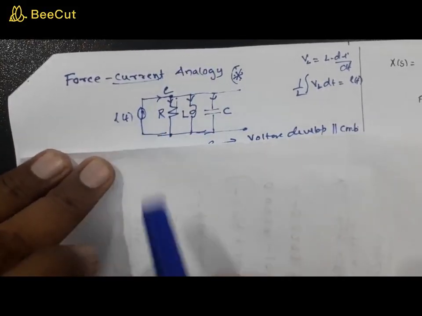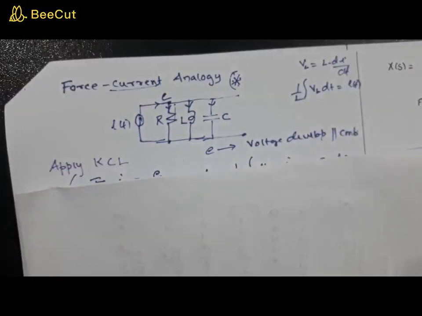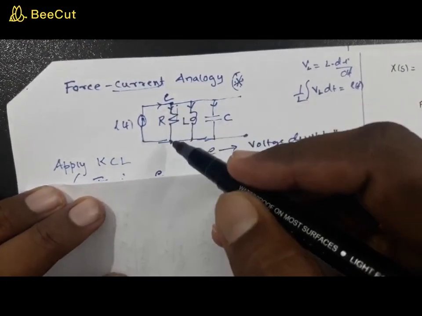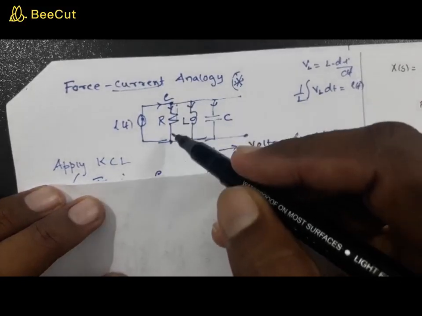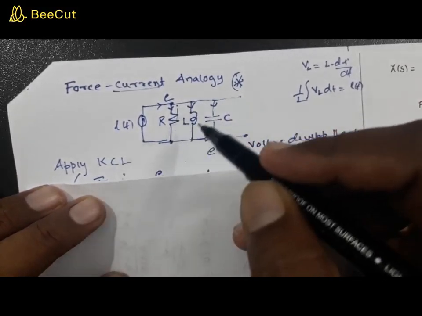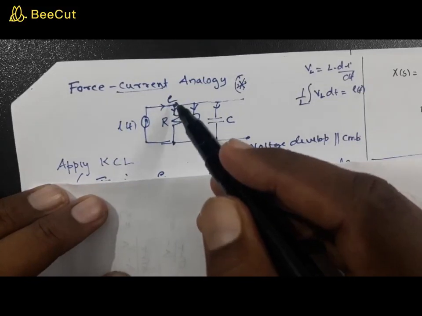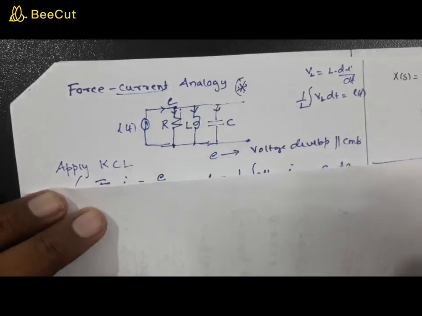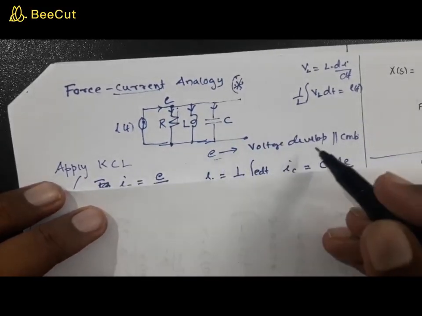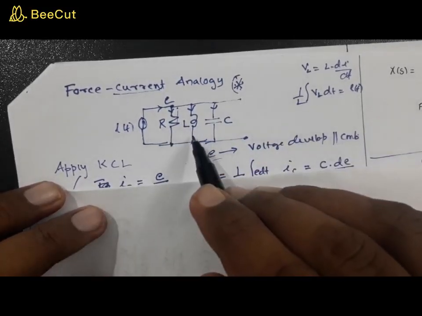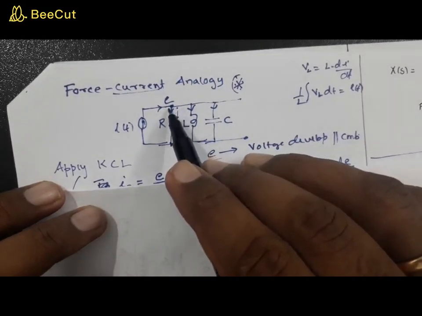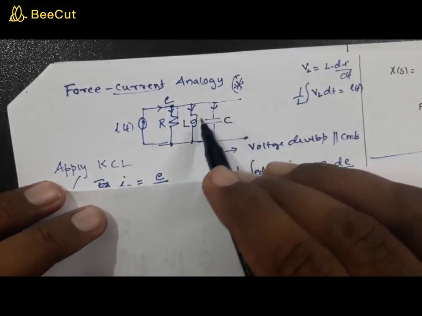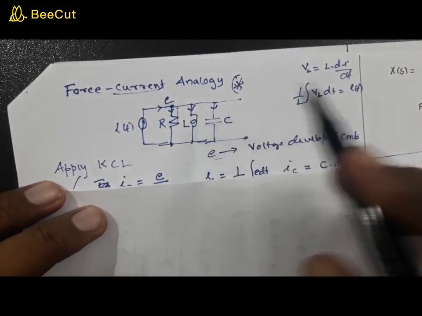Applying KCL to this circuit, that's what we are going to do. When you apply this, first of all you should assume that R, L and C are in parallel branches. So there is a voltage. Assume that you have a voltage across this branch, let it be E of t or E. This is the voltage developed across the parallel combination, and it is the same as the voltage developed across the resistance, the inductance, and the capacitance.